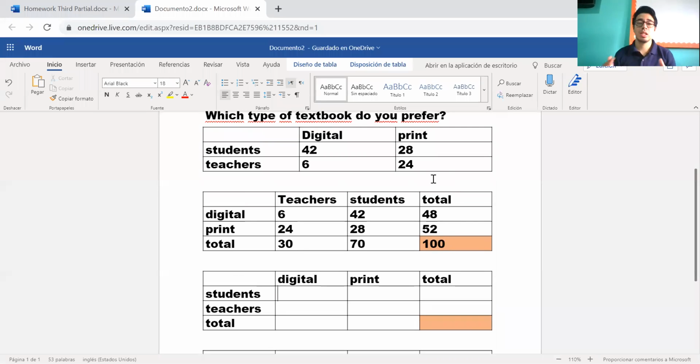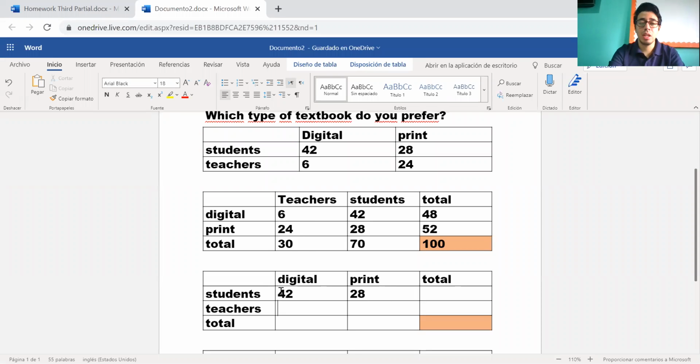You can see that this has the form of the first table, only that in the first table, I didn't write the total. We don't have the total, okay? So we need to do the table again only to have it complete. But we can complete it with the facts that we already have. 48, 42, and 28. So 42 students prefer the digital books and 28 students prefer the printed book. You can see that I locate them using the rows and the columns.